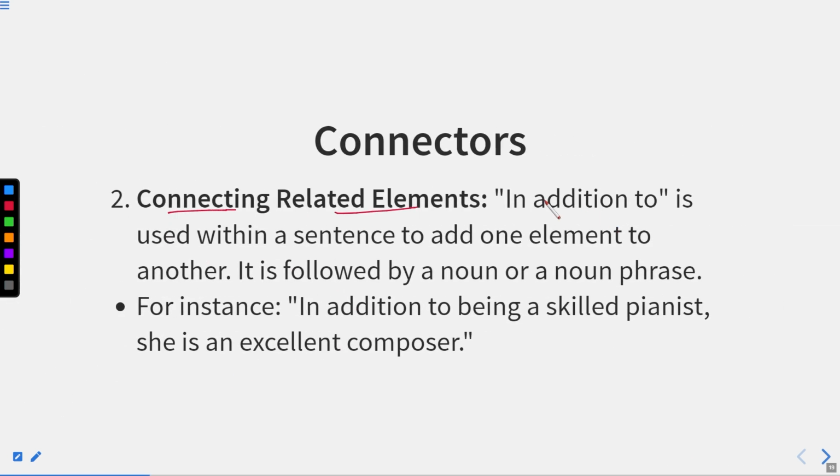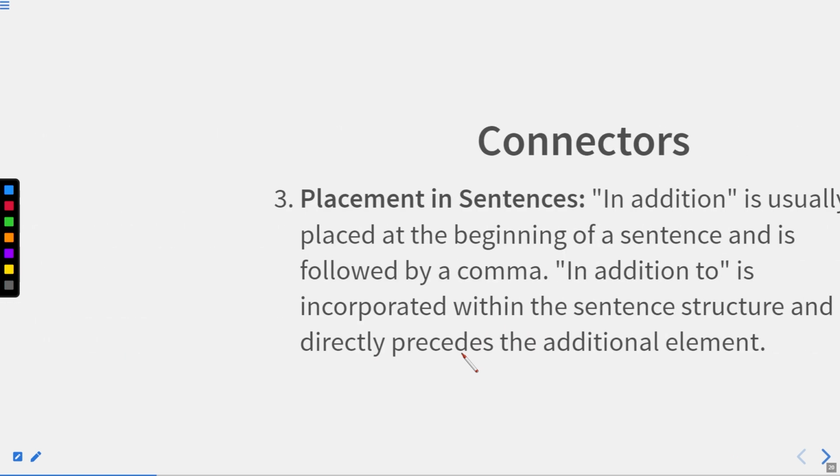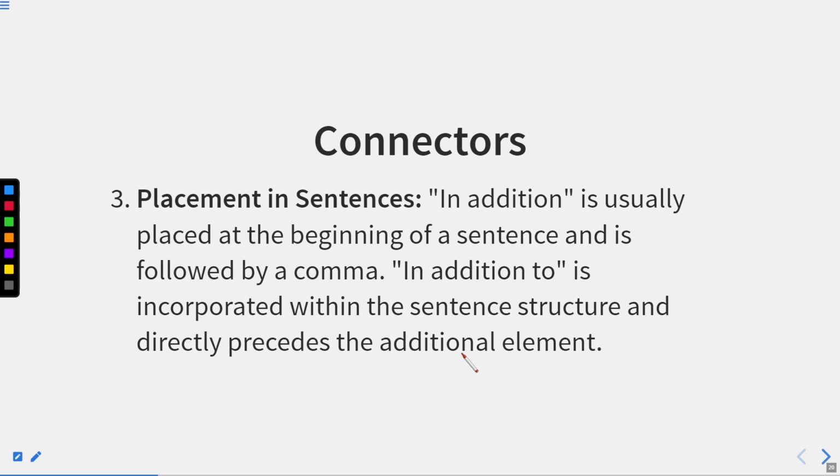Connecting related elements. In addition to is used within a sentence to add one element to another. It is followed by a noun or a noun phrase. For instance, in addition to being a skilled pianist, she's an excellent composer. So she has two qualities. One, first of all, she's a pianist, it means who plays the piano, and the other one, that she's an excellent composer. Okay, so this is something extra quality of her that has been mentioned.